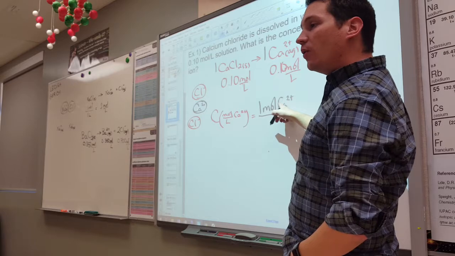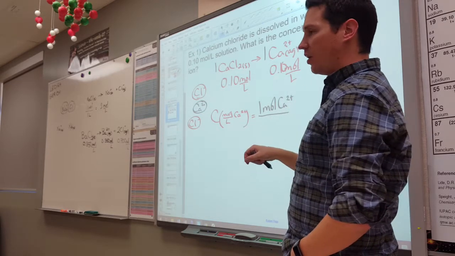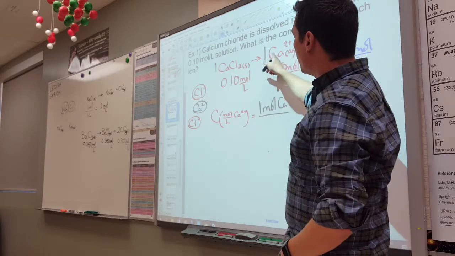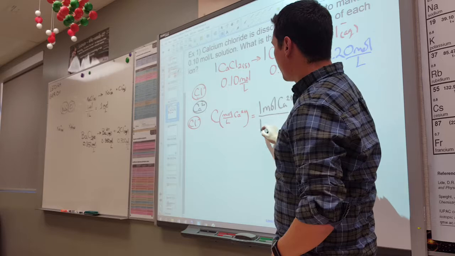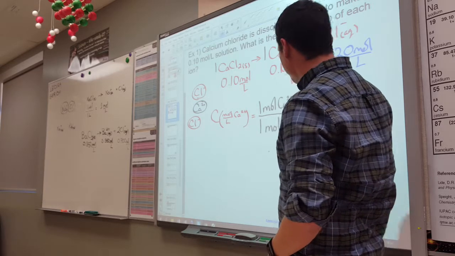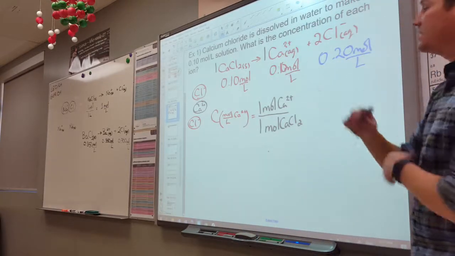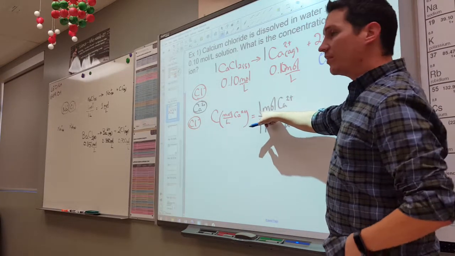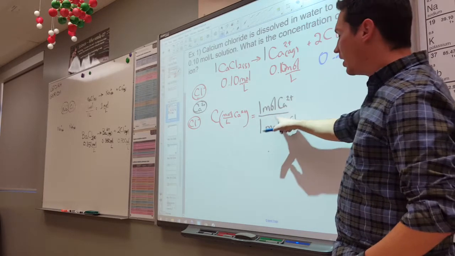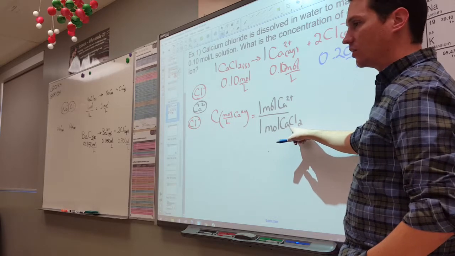It's unknown over given. What information was given at the beginning of the problem? The CaCl2. So 1 mole of calcium for every 1 mole of CaCl2. Now there's some really specific things in here. This number, this coefficient and the moles, they belong to the calcium. This number, coefficient and the moles, they belong to the calcium chloride.